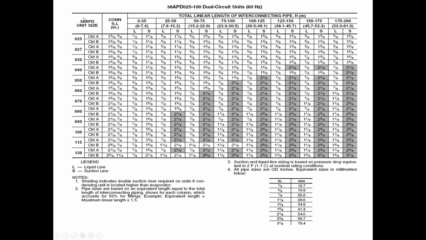So always look at your chart. That's how it works. Get your unit, your tonnage size lined up, figure out what your length of pipe is, and then be aware if you've got the shaded areas, which indicate double suction risers. Okay. Any questions on that so far?